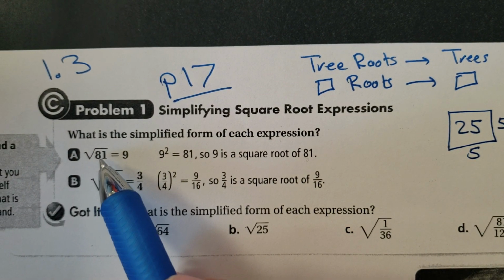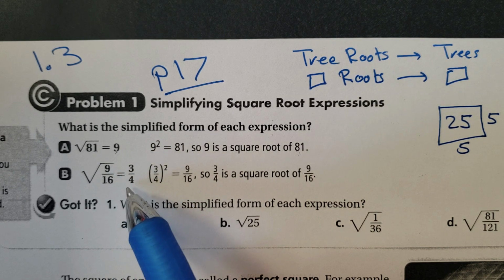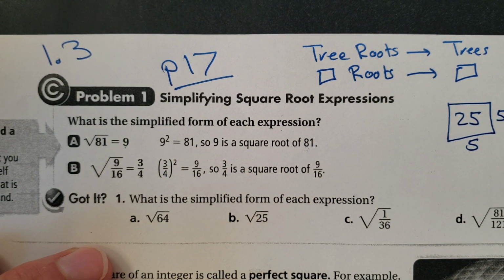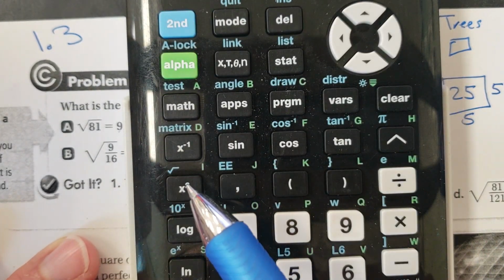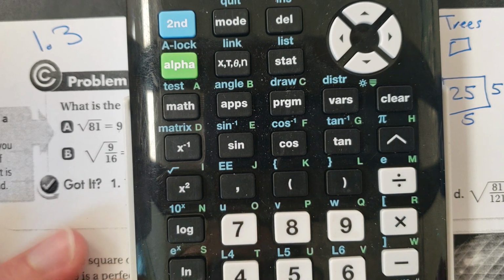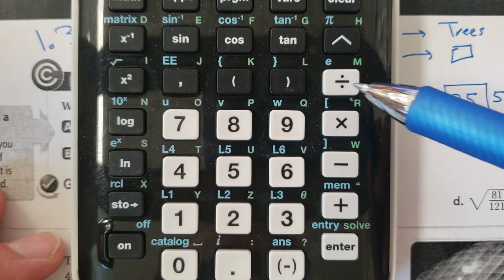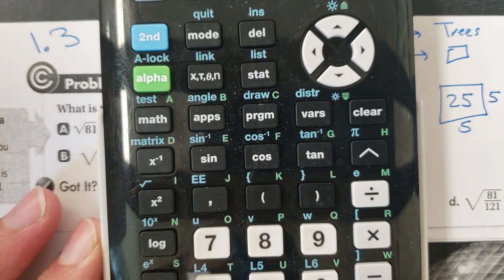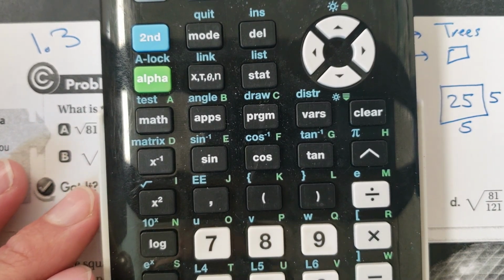If you want to build a square of 81, you need sides of 9. If you want to build a square of 9/16, you're going to need 3/4 on each side. So where is the square root button in my calculator? It is right here, and it goes with the square. There's a reason those go together, because they cancel each other out. It's kind of like how addition and subtraction and multiplication and division cancel each other out. Squares and square rooting will cancel each other out.